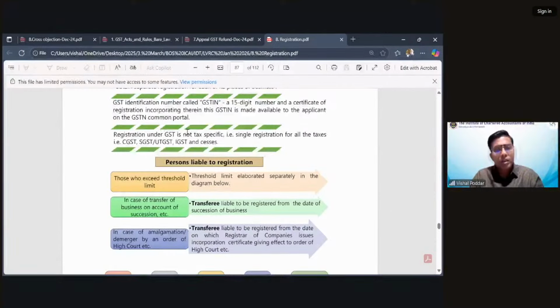Now, registration under GST is not tax specific. It means, we all know we have CGST, we have every state's SGST, we have IGST. So the question is, do I need to take three registrations?